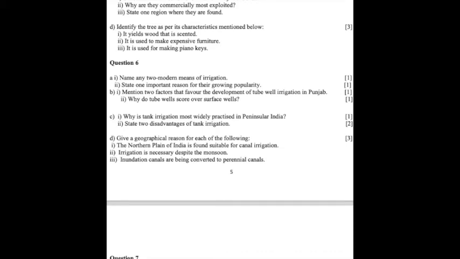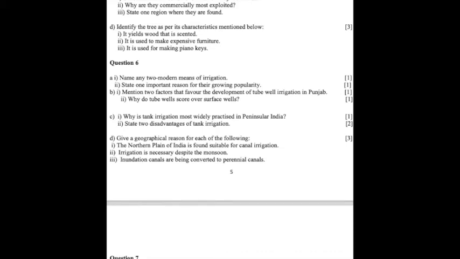What exactly is an inundation canal? It's a canal that is built at a higher level than the river, and when the river floods, the water goes into that canal, and that's when it's used. Okay, so why are they being converted to perennial canals?